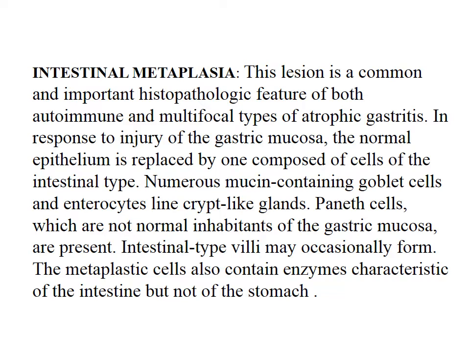This is a common and important histological feature of autoimmune and multifocal types of atrophic gastritis. In response to injury of gastric mucosa, normal epithelium is replaced by one composed of cells of intestinal type. Here we find goblet cells, enterocytes, crypt-like glands, Paneth cells, and even intestinal villi in the stomach, which is very abnormal.